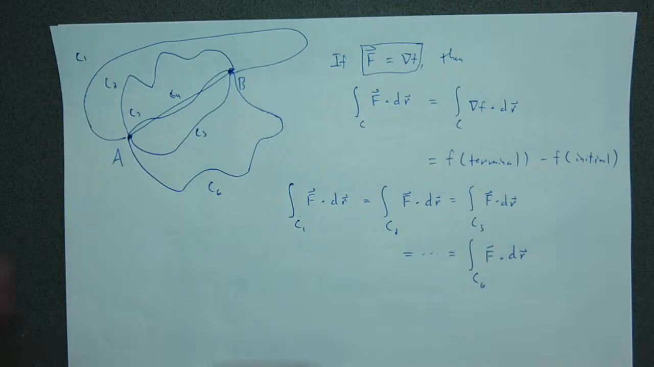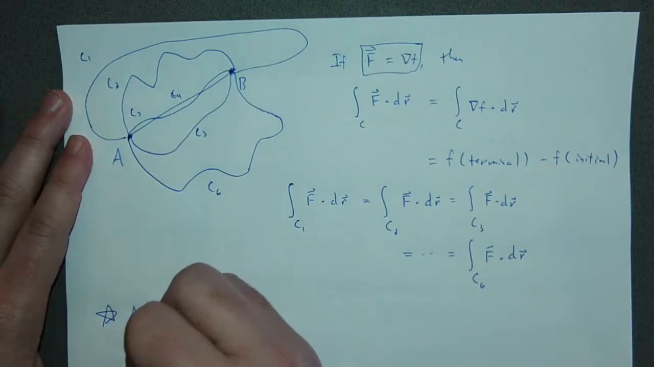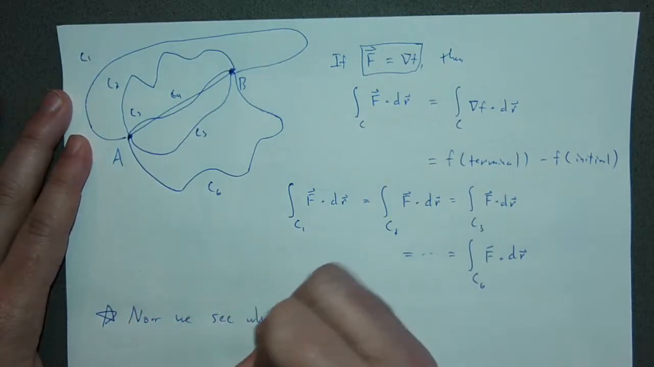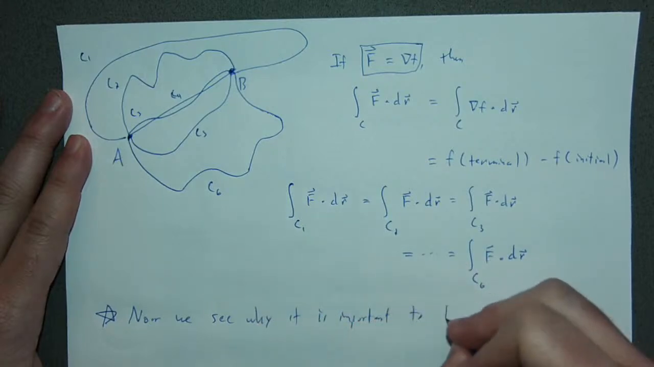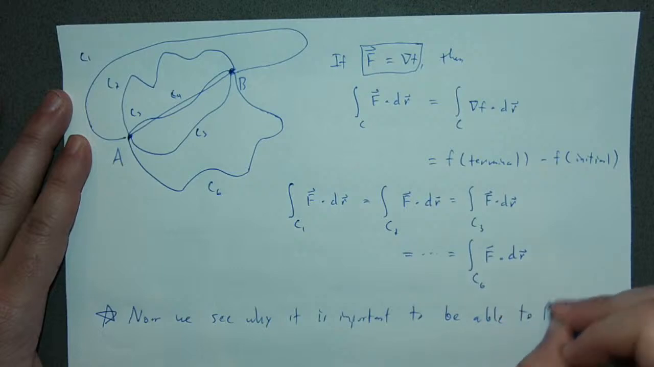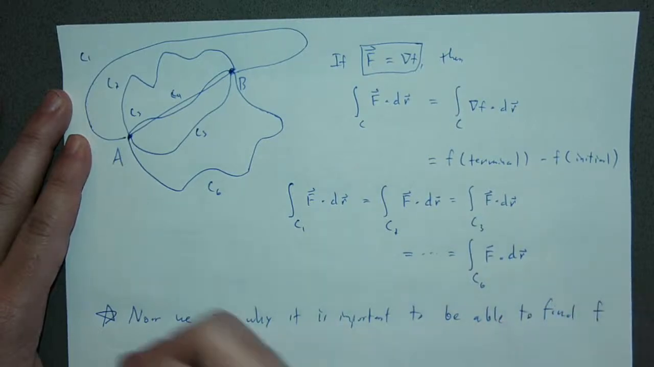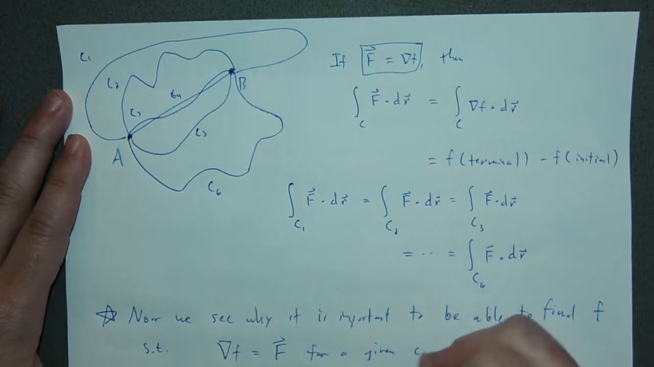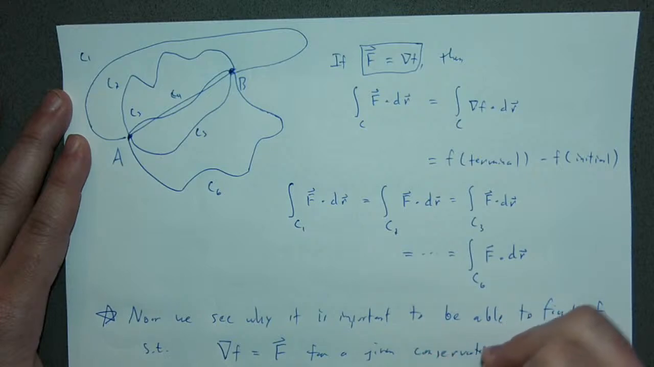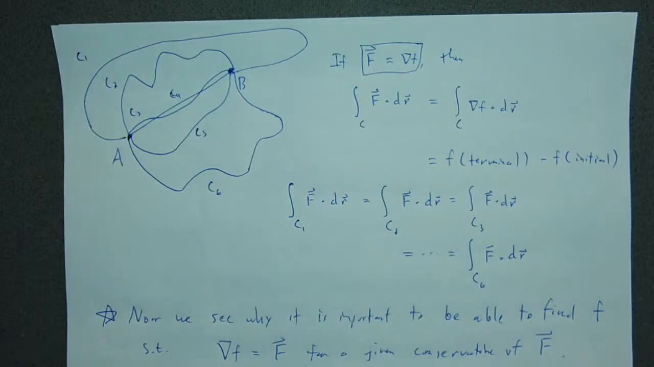So now we see why it is important to be able to find little f such that the gradient of little f is equal to big F for a given conservative vector field, big F. Because this will allow us to use the fundamental theorem of line integrals to quickly knock this out.